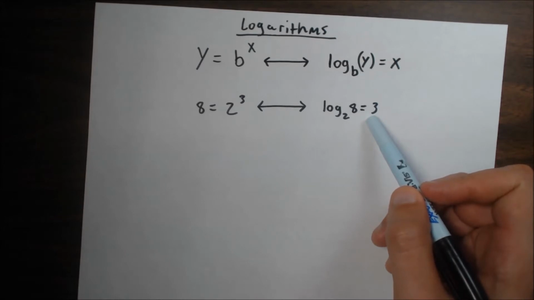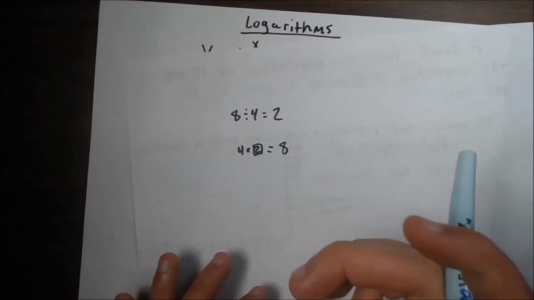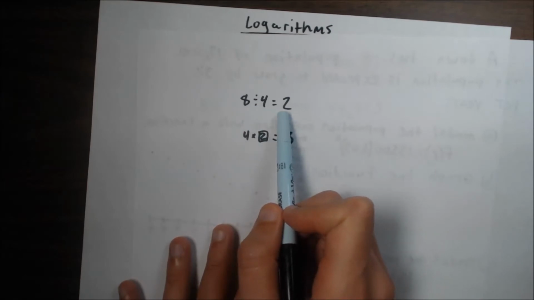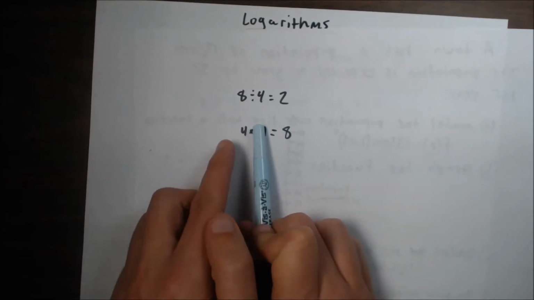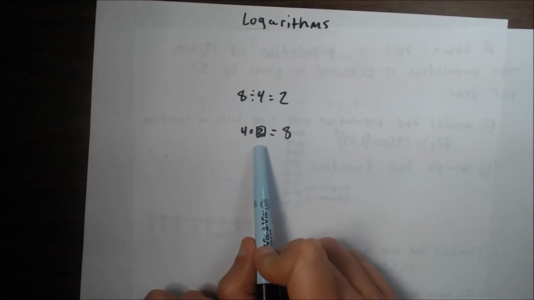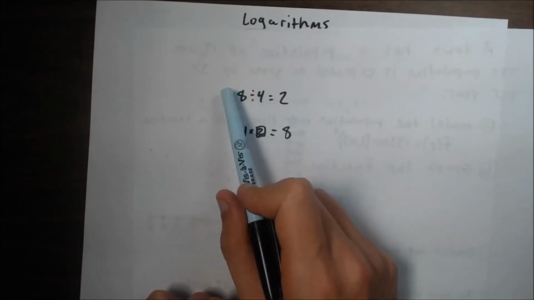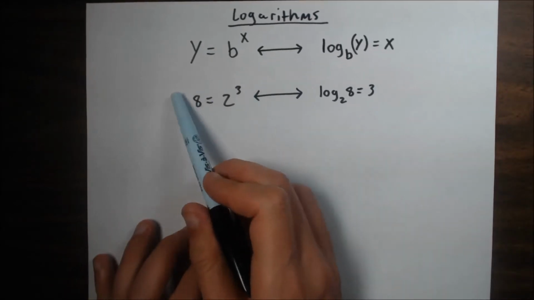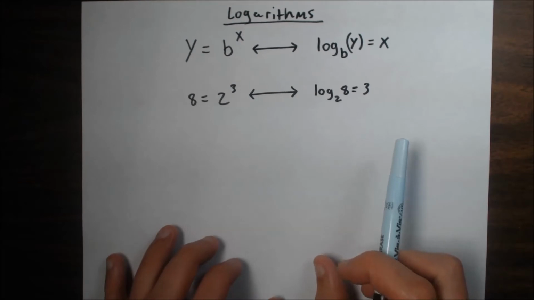It's similar to when you're doing division. You may say 8 divided by 4 equals 2. That's true, right? Well, it's the same as saying, what do I multiply 4 by to get 8? The answer is 2. So the same way I can rewrite a division problem as a multiplication problem, I can rewrite an exponential equation as a logarithmic equation.